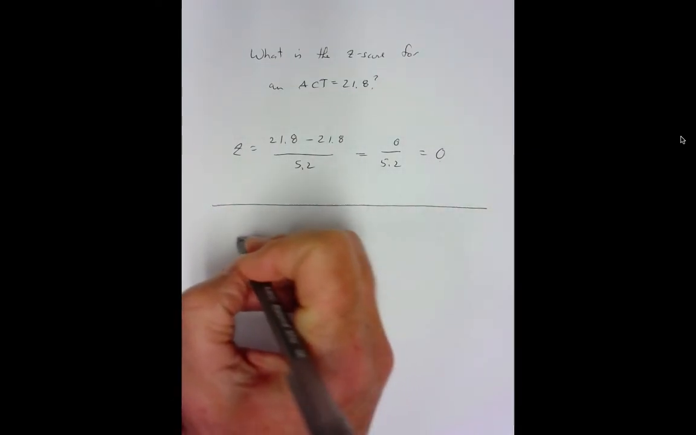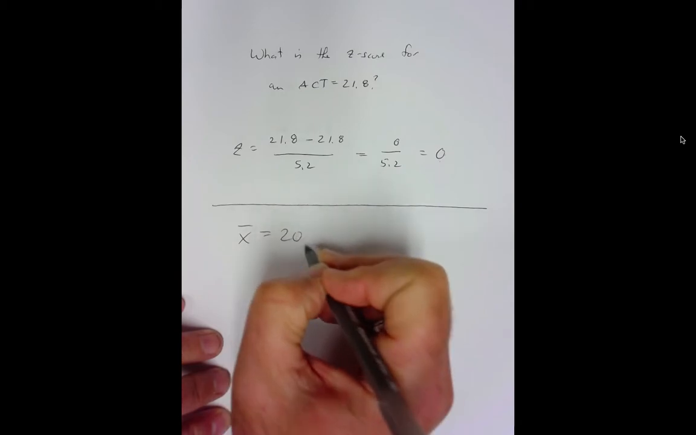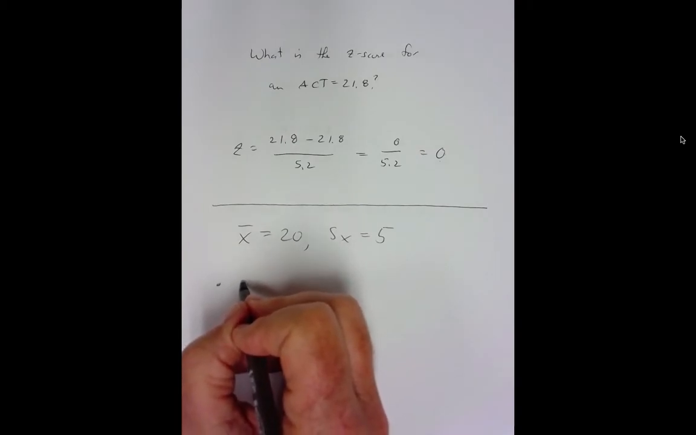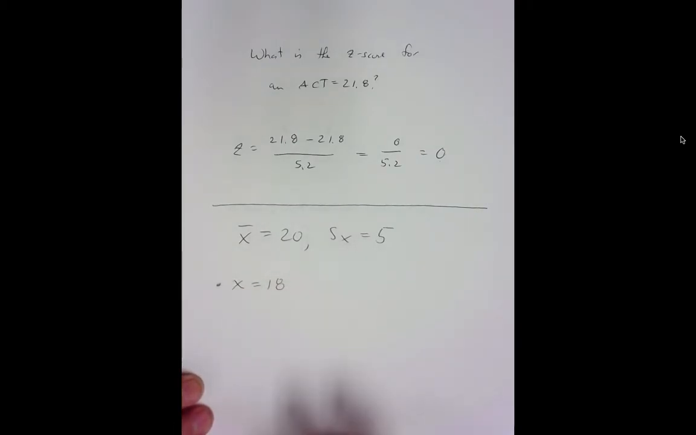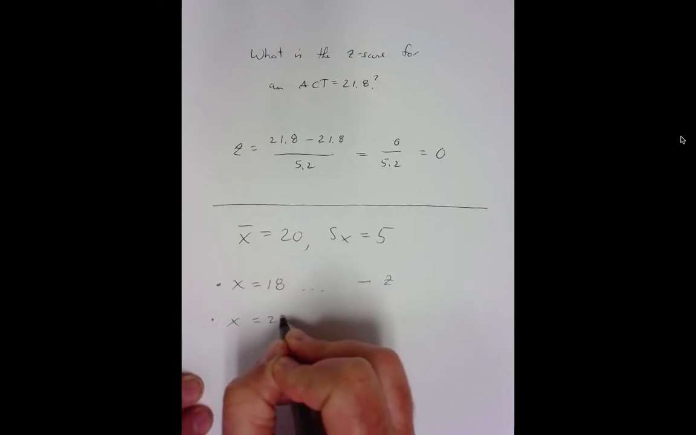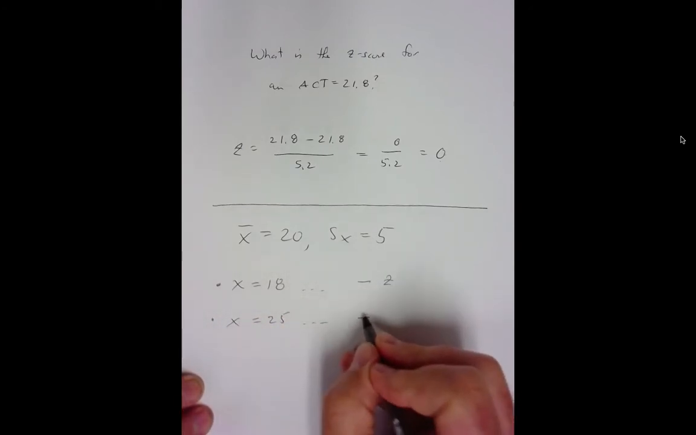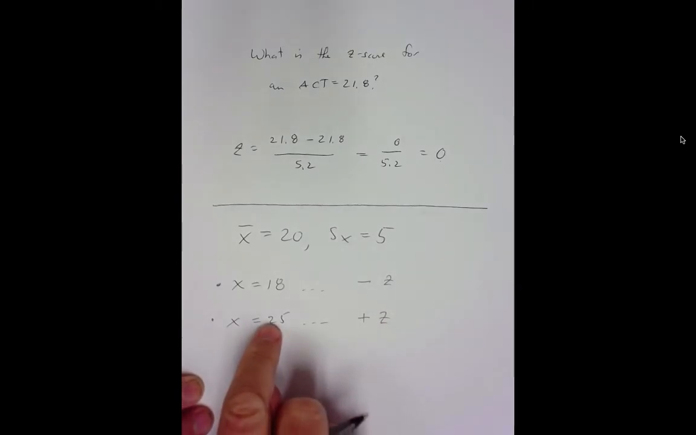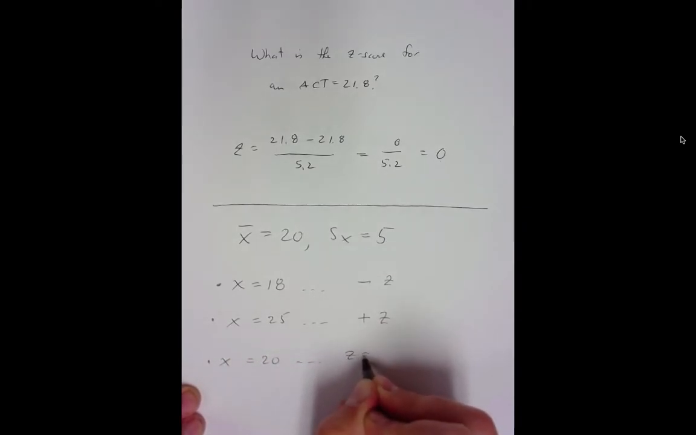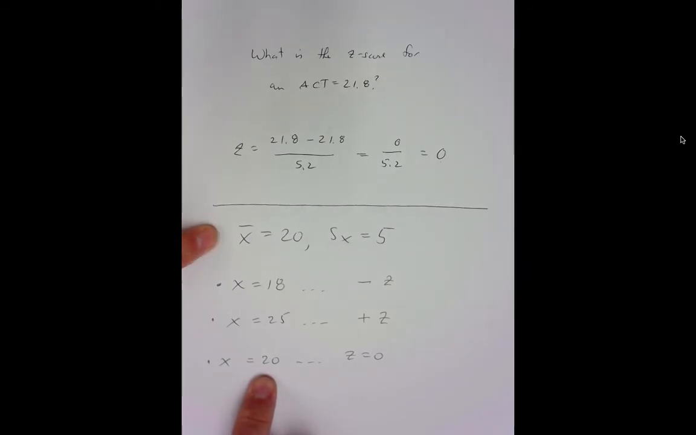So guys, if we have a mean of 20 and a standard deviation of 5, I can tell you that a score of 18 will have a negative z-score. Why? Because it's below the mean. A score of 25 will have a positive z-score. Why? Because it's above the mean. And a score of 20 will have a z equal to 0 because that score is precisely equal to the mean. Pretty easy stuff, right? Bet you hope it stays this easy.